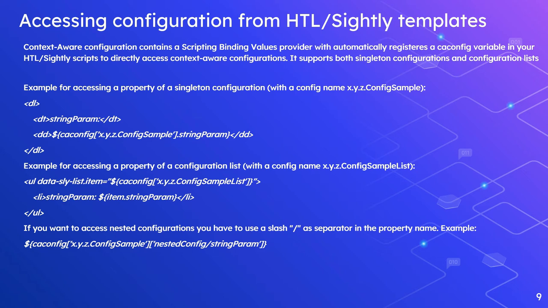If you see here, I am using this variable CA config, then my configuration class name, then the parameter name. The same thing works for the list: you can use CA config, then list, then you can get the individual items. If you want to get the nested configuration, you can do it like this: nested config slash the parameter name. Okay, let us now see a quick demo.